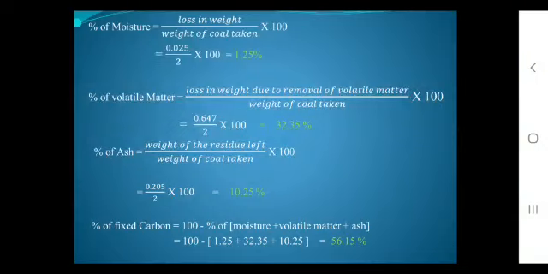In the second lecture, we will study the ultimate analysis, which is a comprehensive quantitative analysis, and it includes the quantitative analysis of various elements present in the coal sample, such as carbon, hydrogen, sulfur, oxygen, nitrogen, etc. So till then, thank you.